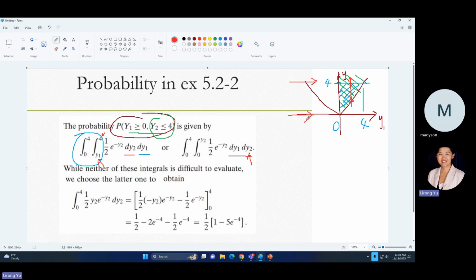So the numerical boundary for y2 is 0 to 4, and then you will have a variable boundary for y1, and that is what you're going to look at. Let's see this one. The y1 would go from here to here. The lower boundary for y1 is 0, and the upper boundary is on that line. That line is when y2 equals y1, so y1 equals y2. That y2 will be the upper boundary.